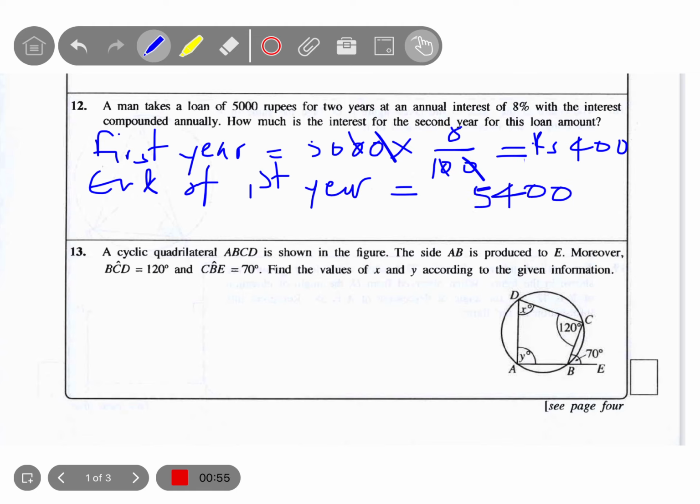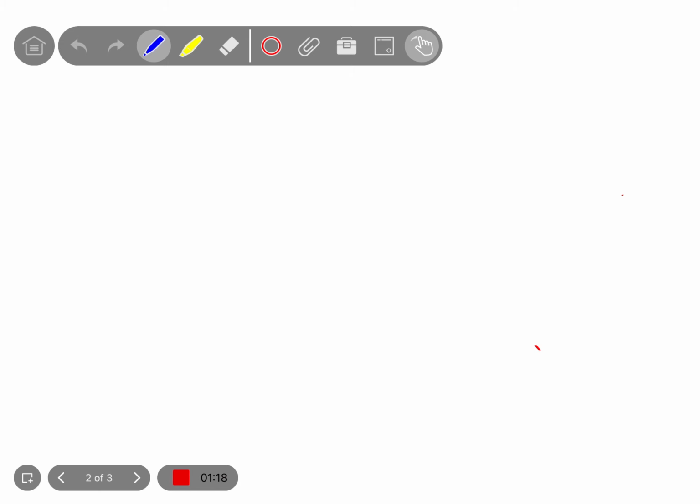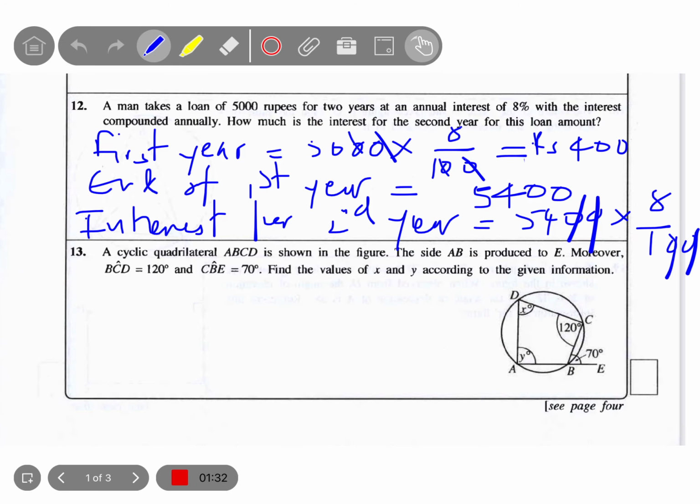So for the second year, the compound interest states that the second year's interest is calculated based on this value. So the interest for the second year is 5,400 times 8%. So 54 times 8, what's the value? 8 times 4 is 32, 3 over, 8 times 5 is 40, and 3 is 43, so 432. So this is the interest for the second year. So the value is 432 rupees.